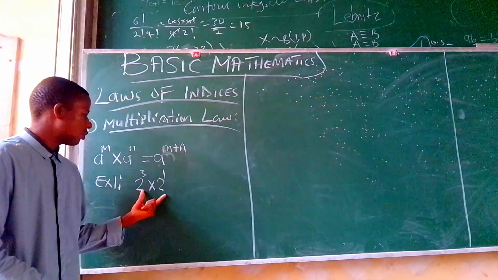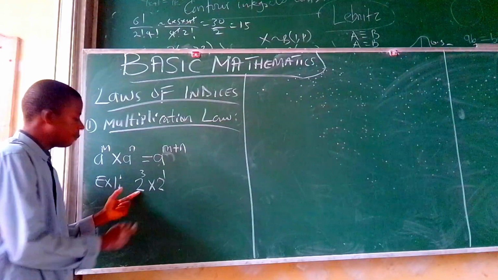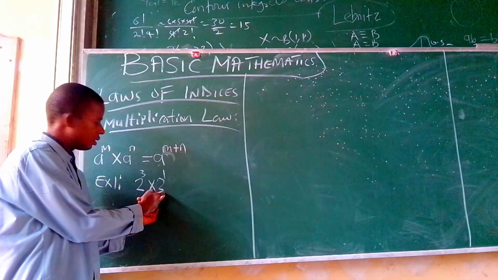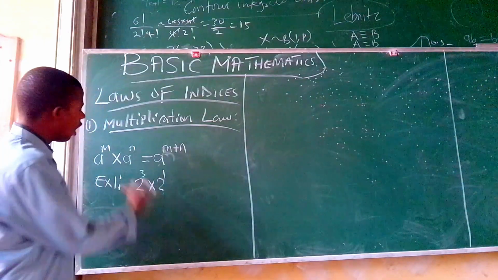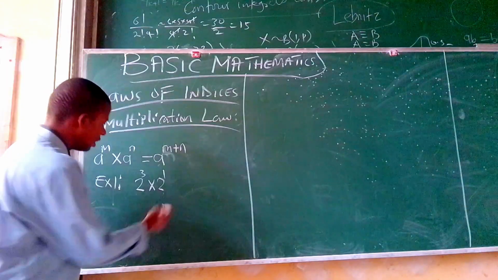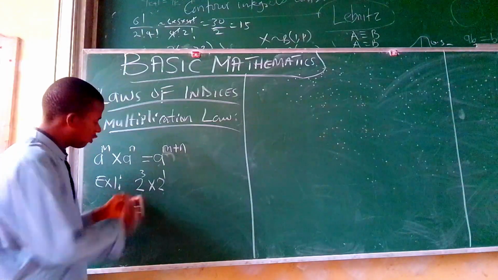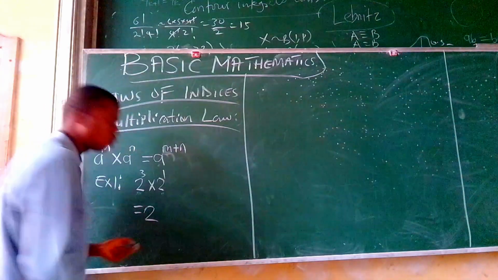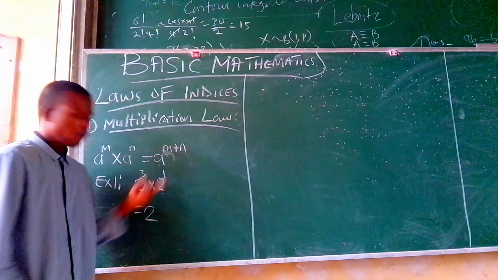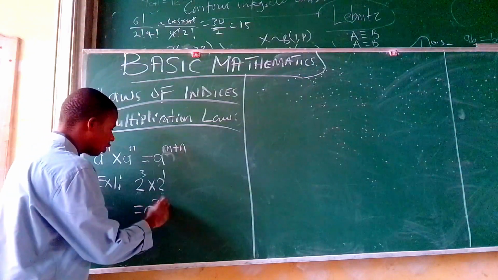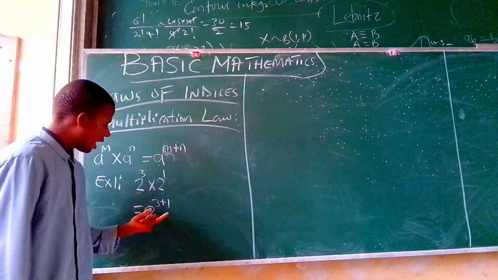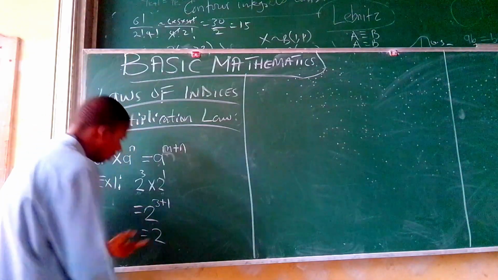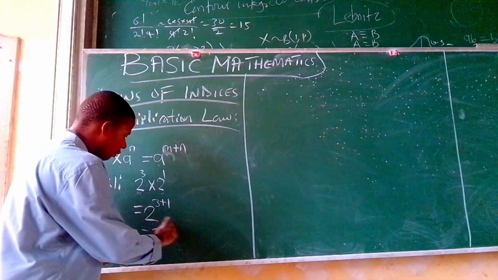Now if you look at this question, in the first expression the base is raised to the power 3, and in the second one the base is raised to the power of 1. Now by the law of multiplication of indices, since they have the same base, which is base 2 and base 2, we are going to take only one of the base, which is 2. And then we add their powers together. So we're going to have 2 raised to the power 3 plus 1, which is 4.